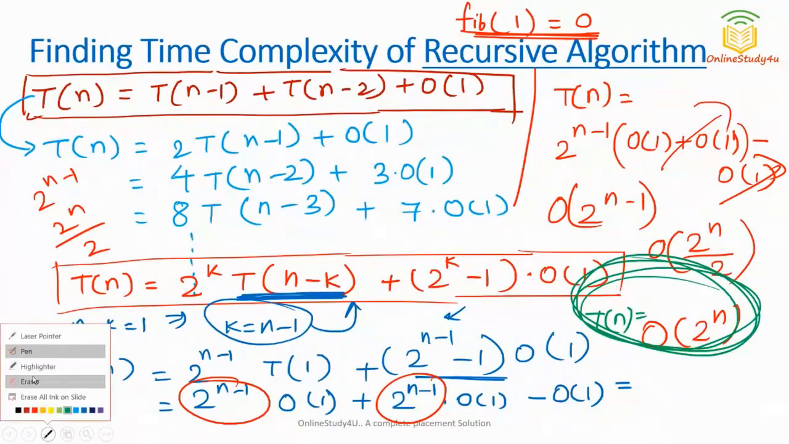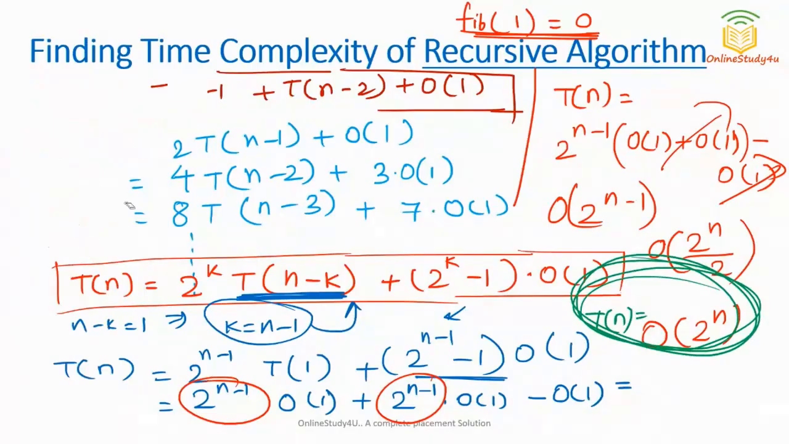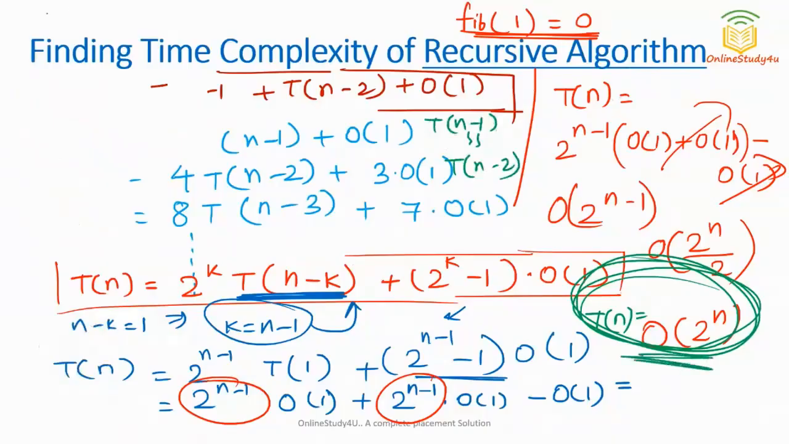Let me tell you an interesting thing. I will also share an article with you. Actually, this is not the actual answer. We got this answer because we took T of n minus 1 as almost similar to T of n minus 2, but it will be much less than this. Now what we got as the answer is big O of 2 power n.